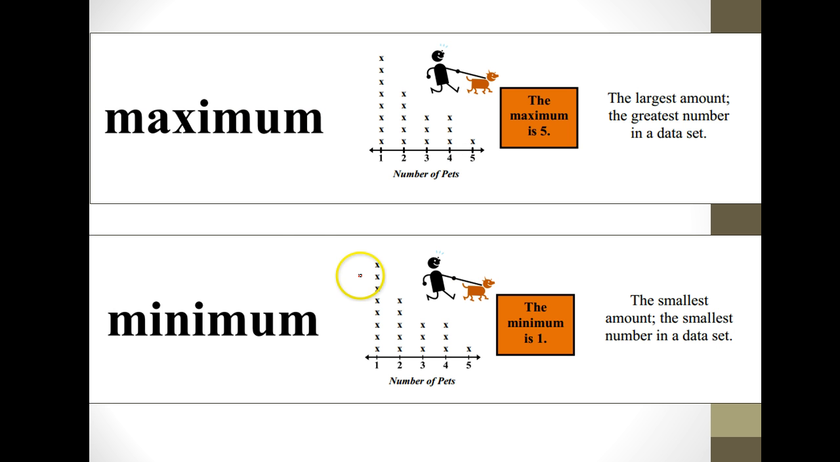The maximum in a set of data is the largest amount or the greatest number in a data set, and you can see that easily by the highest bar. The minimum in a data set is the smallest amount or the smallest number. If we look here at this graph, we can see that this is the smallest or shortest bar in this bar graph.